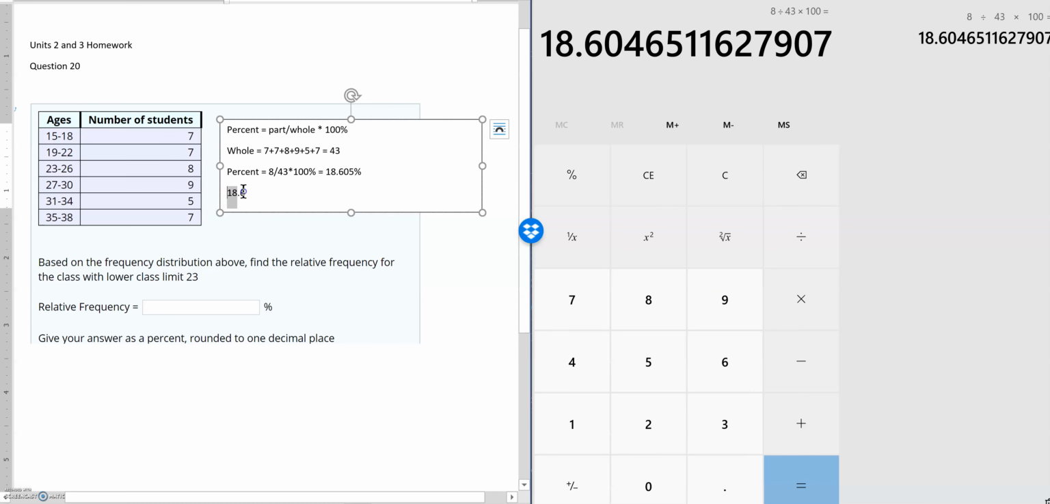So that is the percent, or the relative frequency, of the number of students in the bin width starting with 23.